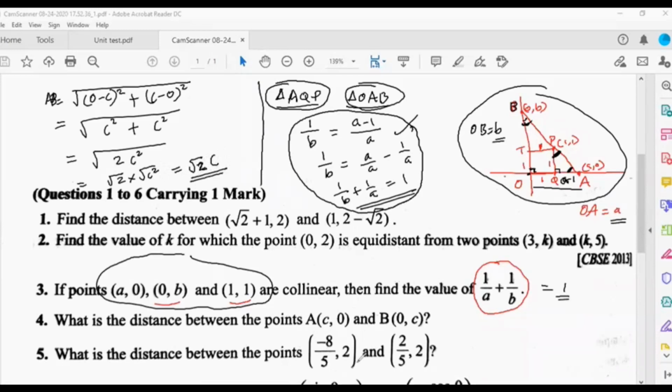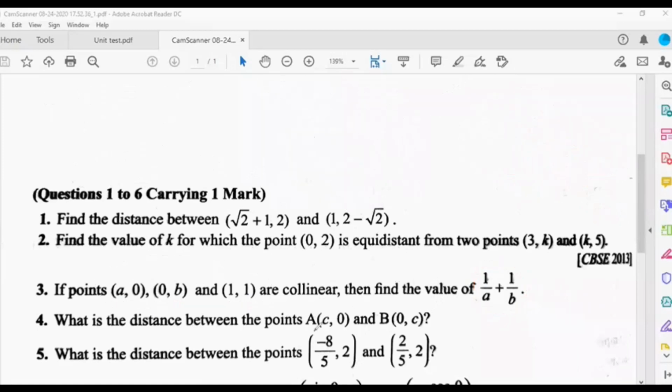The last one, did you get it? The distance between the points. Suppose this is A and this is B. We need to find the distance AB. So AB is equal to the square root of x2 minus x1, that is 2 by 5 plus 8 by 5, all square, plus y2 minus y1, that is 2 minus 2, which is 0. So 0 square is 0.